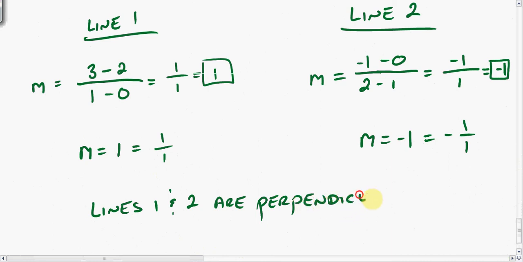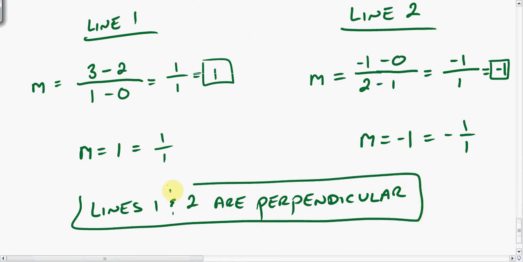Remember, if the two slopes were exactly the same, we would write lines 1 and 2 are parallel. And if we had two slopes that were neither the same nor opposite reciprocals, we would simply write lines 1 and 2 are neither. That's it.